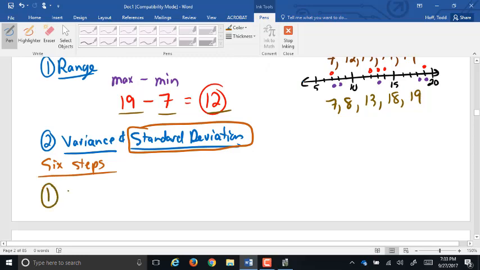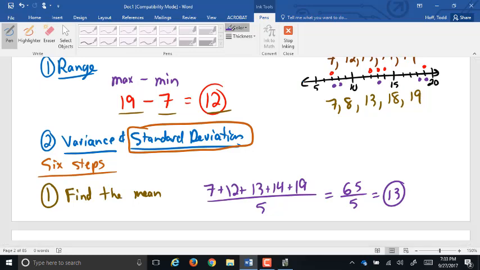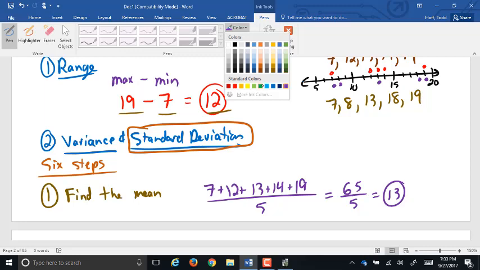Step 1 is to find the mean. So let's do the top data set up here. 7 plus 12 plus 13 plus 14 plus 19. If we add those up, we get 65, right? Divided by 5 is 13. So the mean is 13. That's step 1. Step 2.